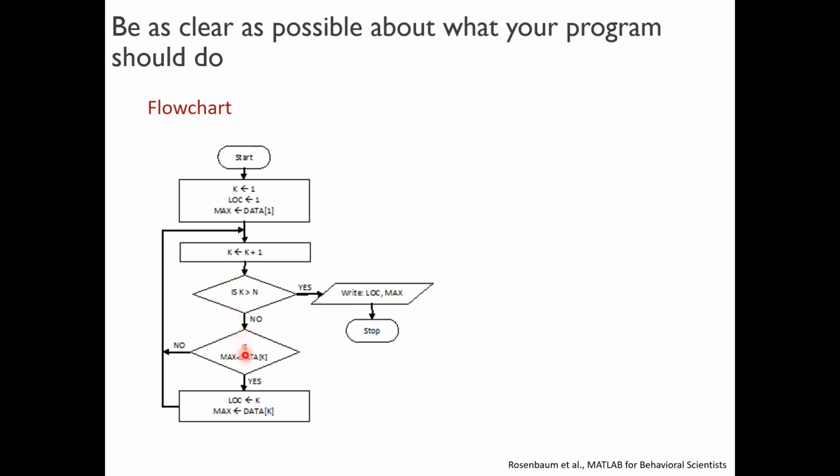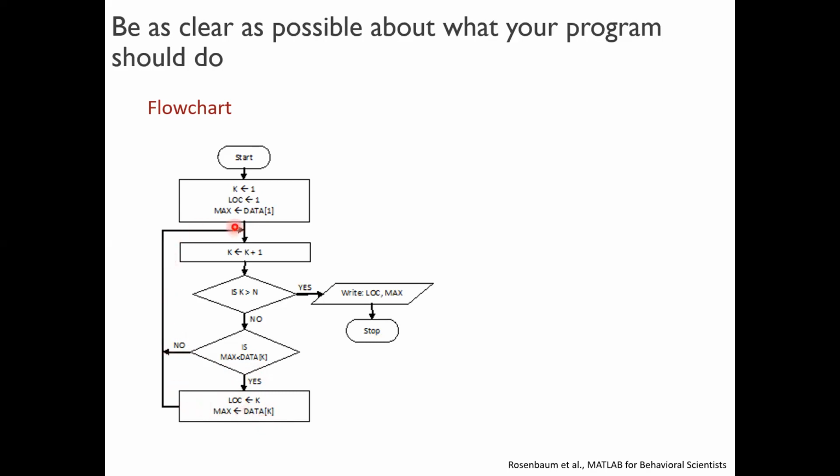So now we want to check, is the second data point, so this is data of k, right? Is the second data point greater than the first? And there are two options, either yes, it is, or no, it's not. If it is greater, now I'm going to store the location of that second value. So LOC would be 2. I'm now going to change the value of max to be the value in the second element of my list, and then go back to the start.